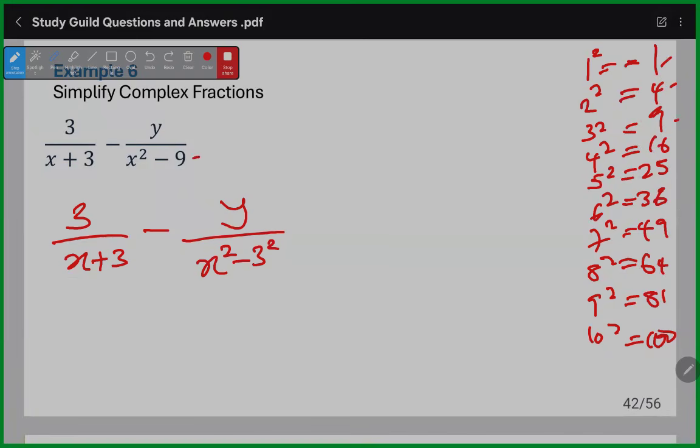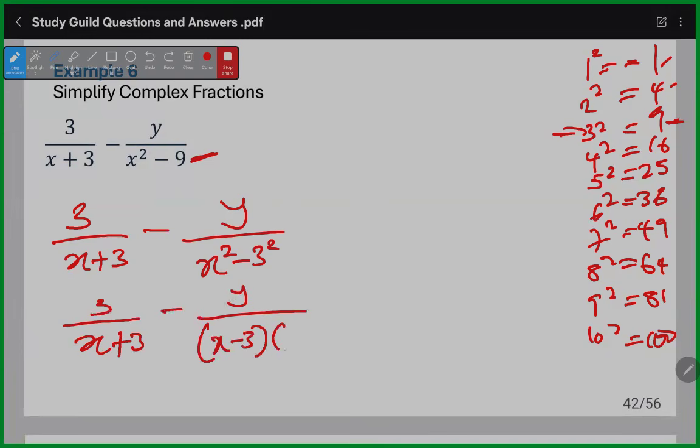Remember we have 9 here. 9 is a perfect square. I broke it down to 3 squared, right? So why am I doing this? So that I can have a difference of 2 squares that I explained in the other question that we solved. So I now have x plus 3 minus y over x minus 3, x plus 3, right?